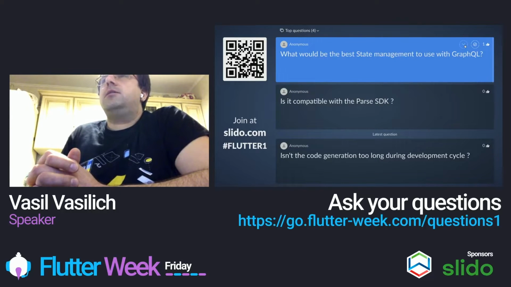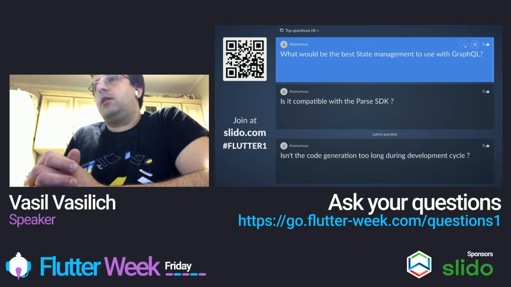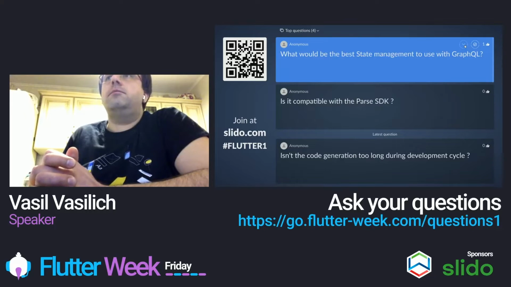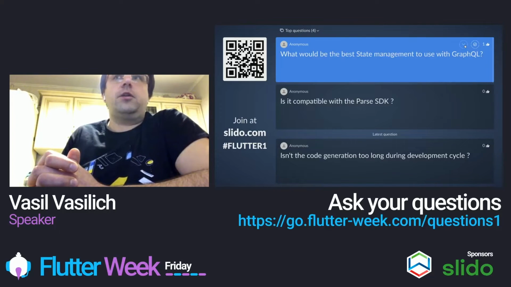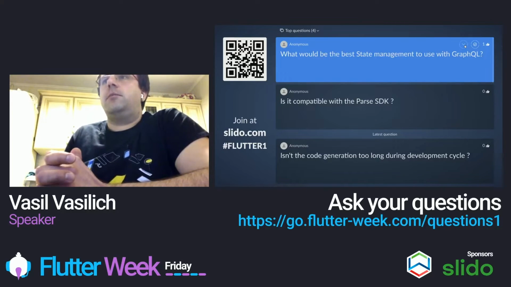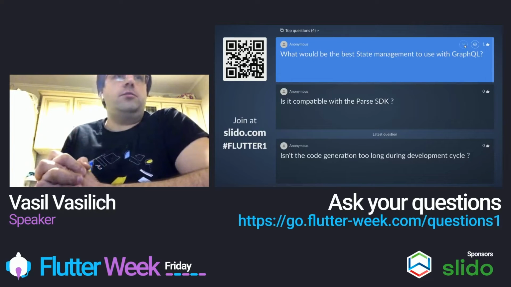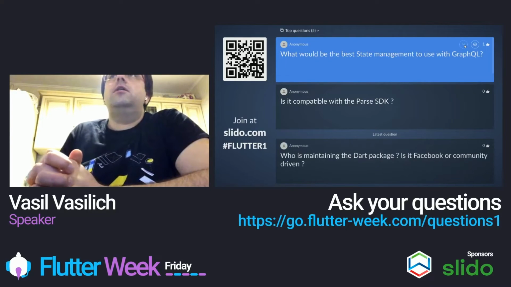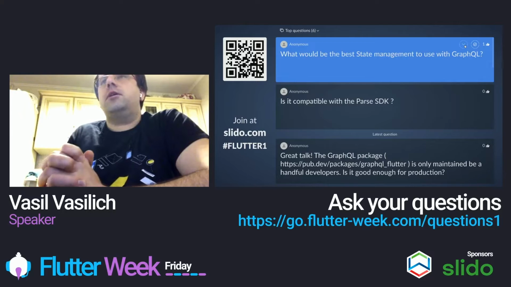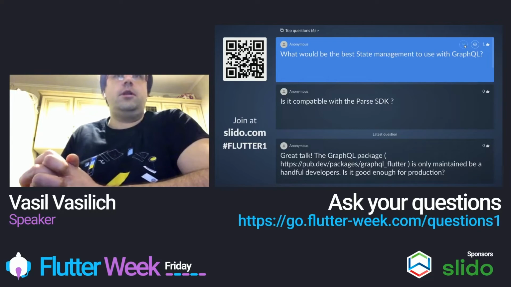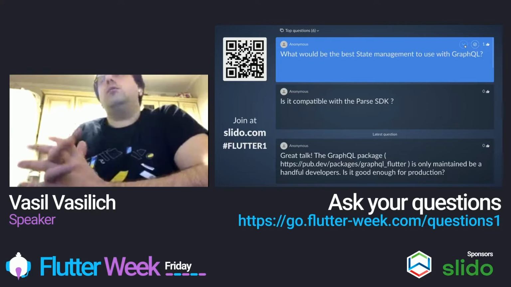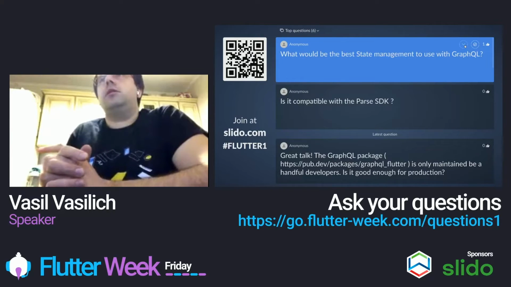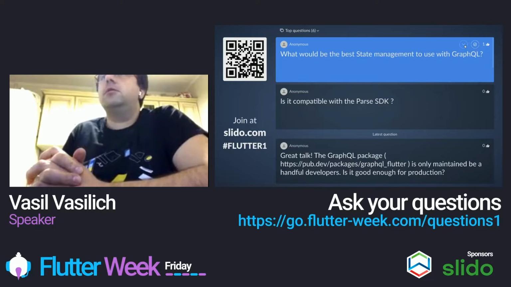What would be the best state management to use with GraphQL? Currently, I used the BLoC. And GraphQL, as far as it has its internal caching mechanism, it serves some kind of implementation of state management. So it serves you data either from cache or from network. So in my repo that I promoted, there is a sample of how it is possible to work with GraphQL and the BLoC library. Next, please.